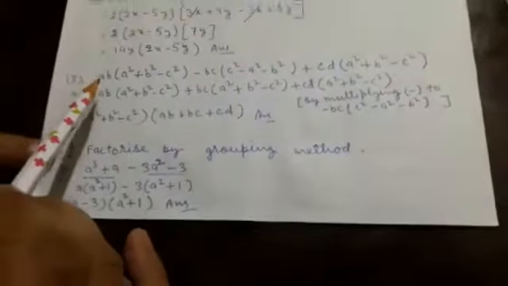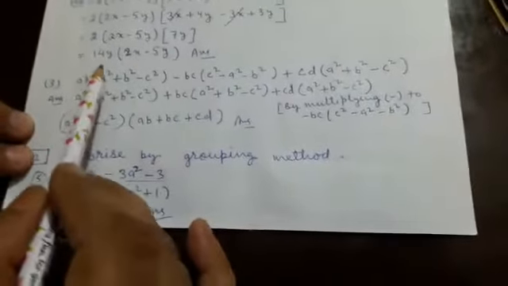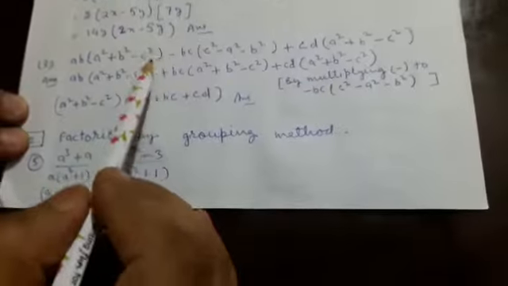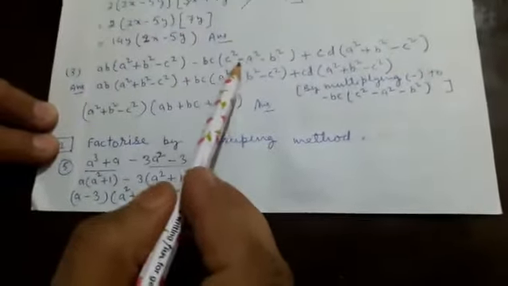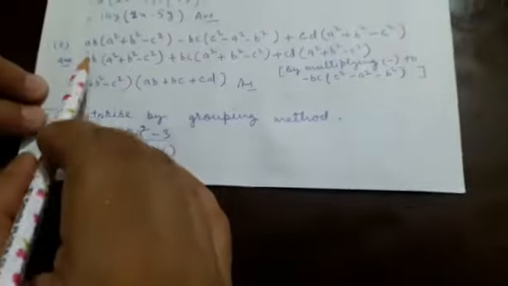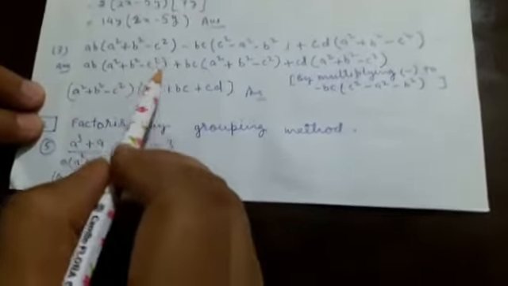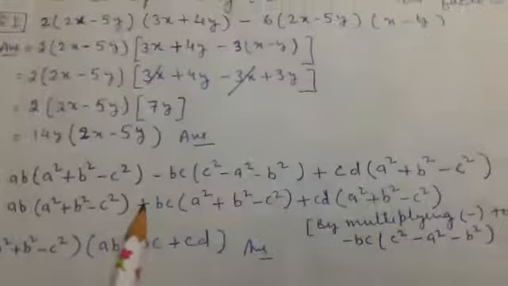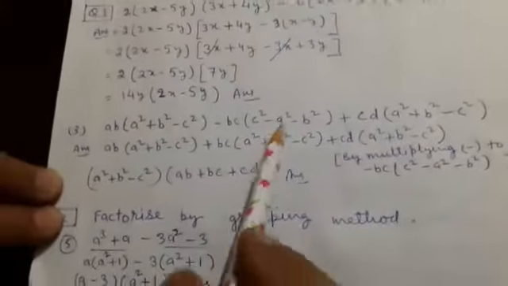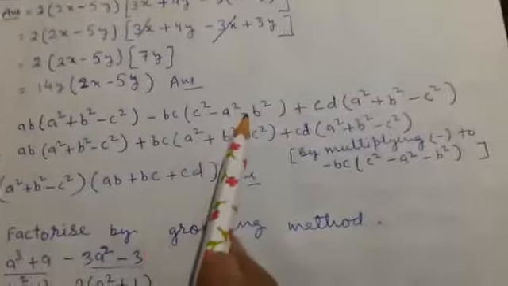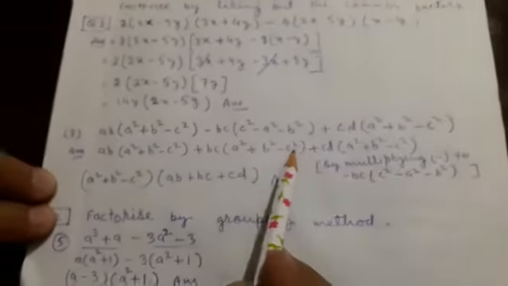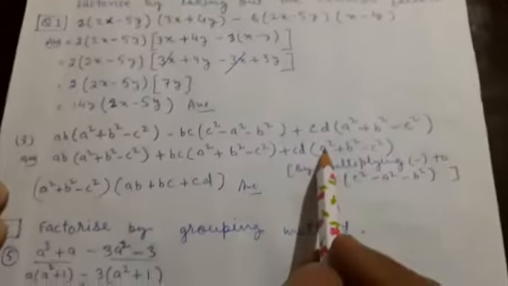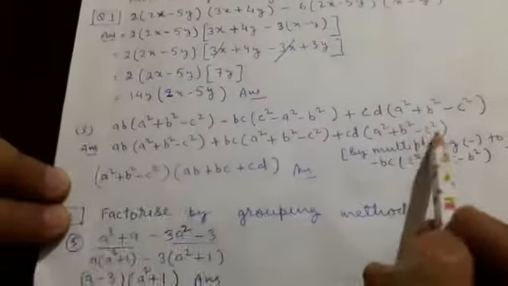Now we will see question number 3. This is our question: ab(a square plus b square minus c square) minus bc(c square minus a square minus b square) plus cd(a square plus b square minus c square). So let us see. ab(a square plus b square minus c square) we will write down as it is, plus here we will multiply this term by the minus sign, minus plus bc. Here we will write minus plus a square. Here this minus will become plus b square and this plus will become minus c square, plus cd(a square plus b square minus c square).